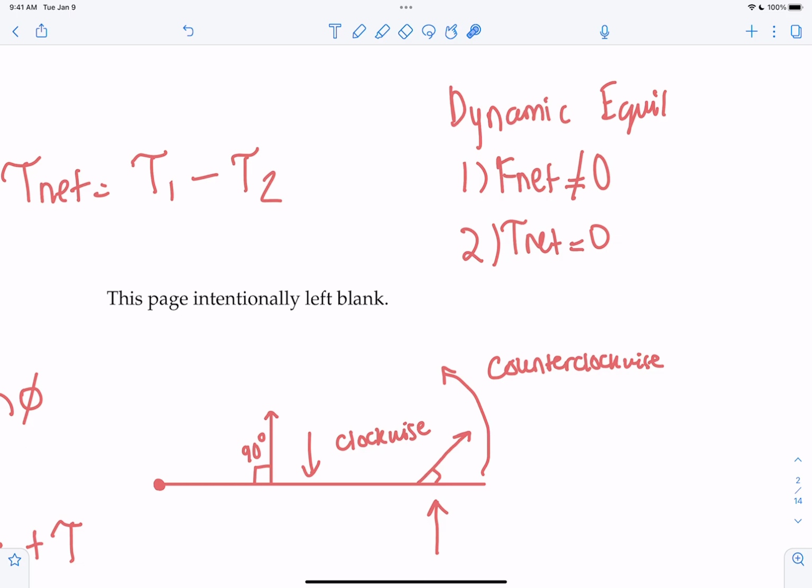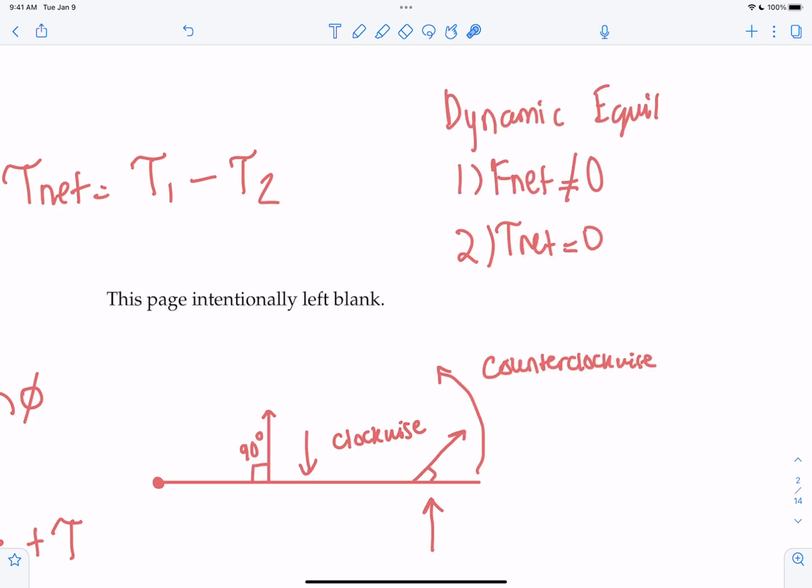In general though, dynamic equilibrium is usually if you have an object moving at a constant speed, so the F net is equal to 0, where you're still observing motion. That's why they call it dynamic. You're still observing motion, it's just that you're moving at a constant speed. Your net force would be equal to 0 because there's no acceleration, but you're still in motion. So forget the torque stuff for dynamic equilibrium. Just think about your object being in motion, with no net force, so F net is equal to 0.